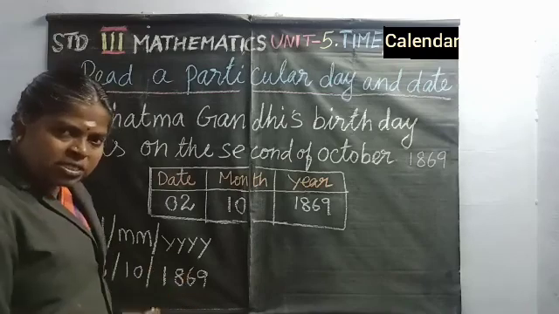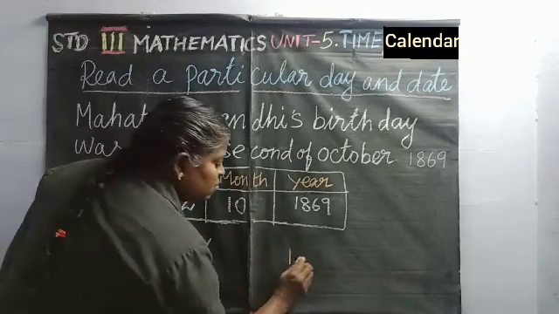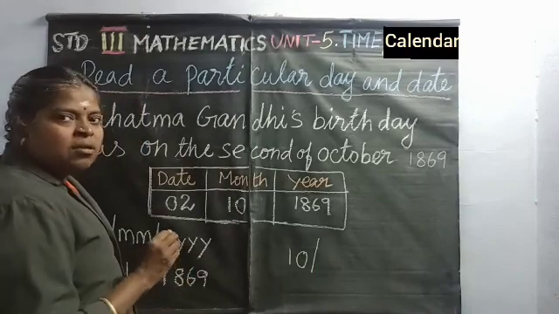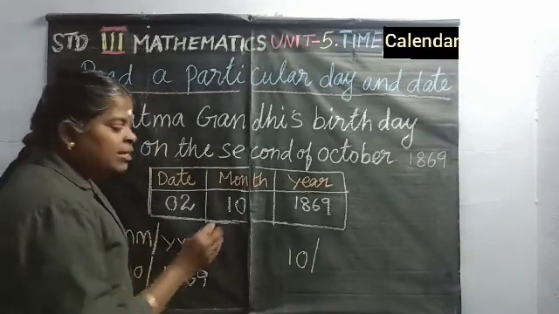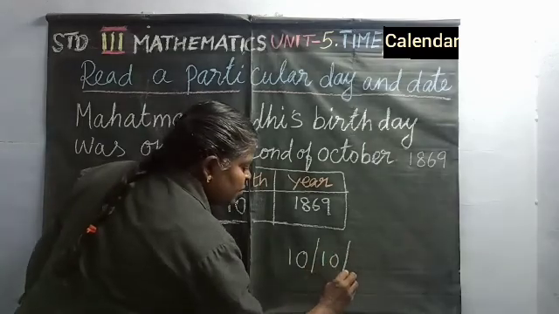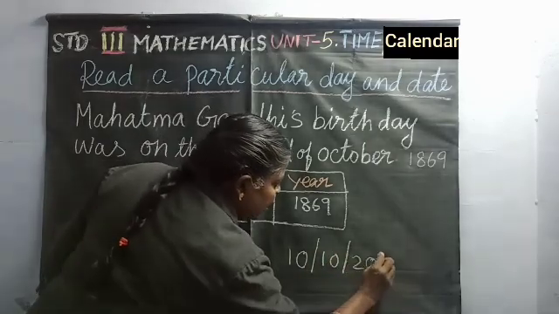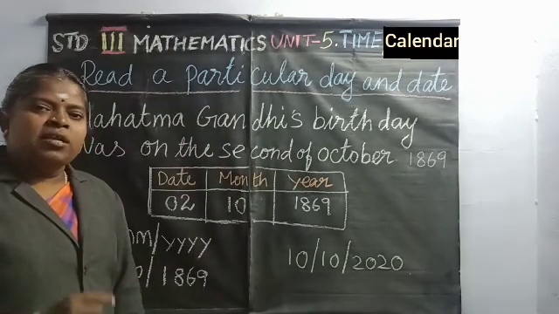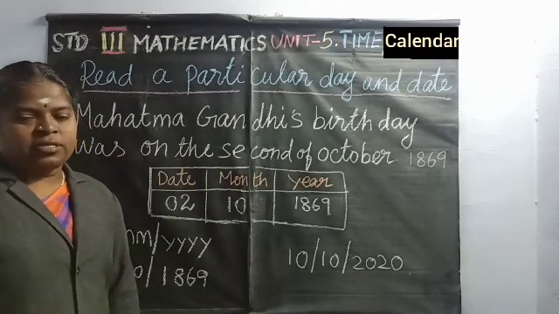Children, now we can write today's date in date format. So what is today's date? 10, slash, month October. October is the 10th month. Then year 2020. Write your birthday date in this date format.